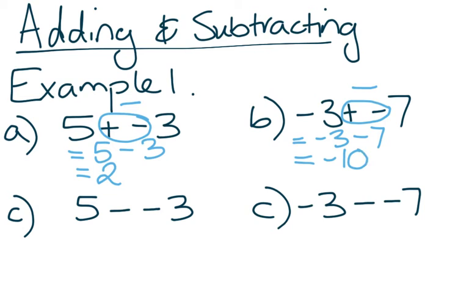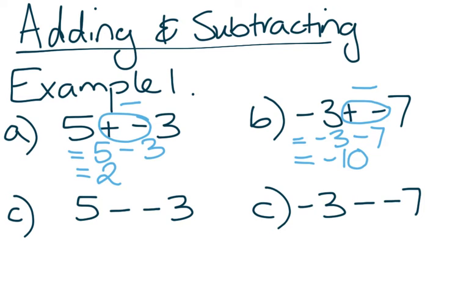So -3 take away 7 means it's getting 7 degrees colder, so it would be -10. That's a good way to remember positives and negatives, especially when you're doing negatives: you can think about it in terms of temperature or in terms of money, because it makes it a lot easier. If we're adding, the temperature is getting hotter. If we're taking away, the temperature is getting colder.